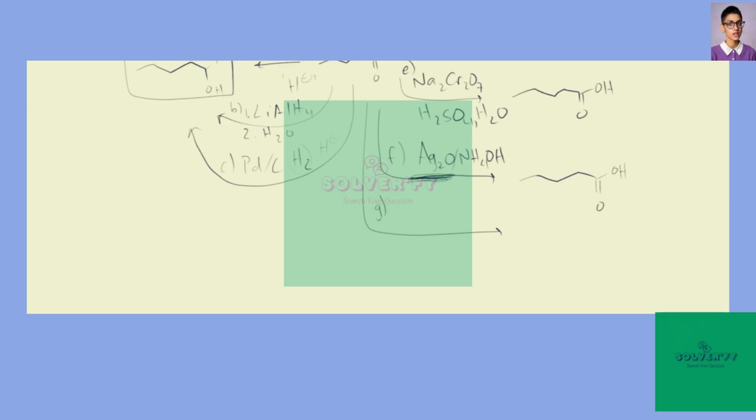For G, we have methyl Grignard, and then some aqueous workup. Of course, this can be thought of as a nucleophile, which we'll add so that we can access this secondary alcohol.